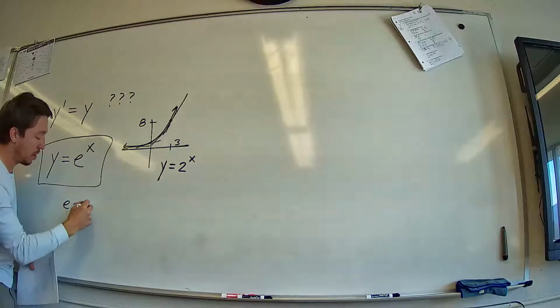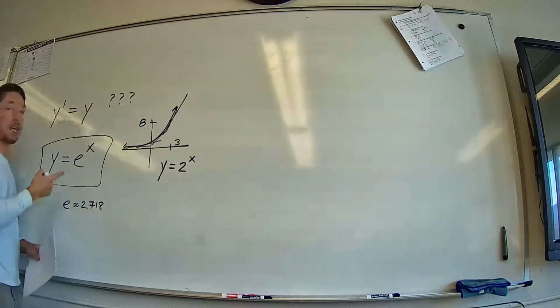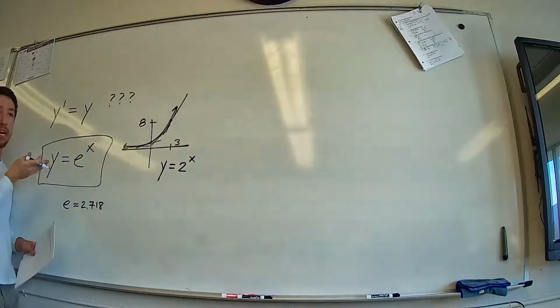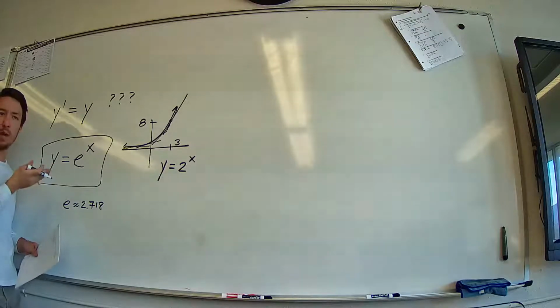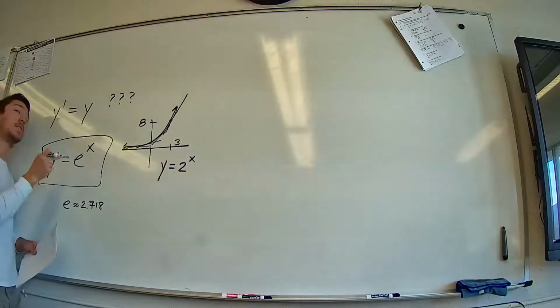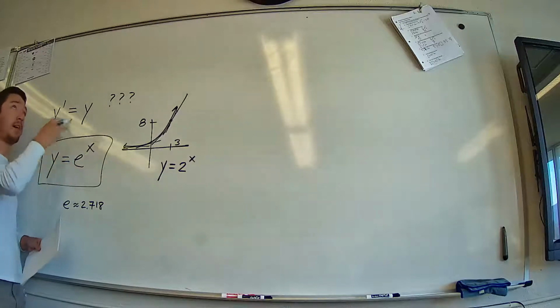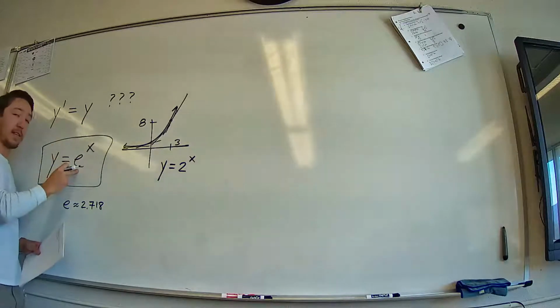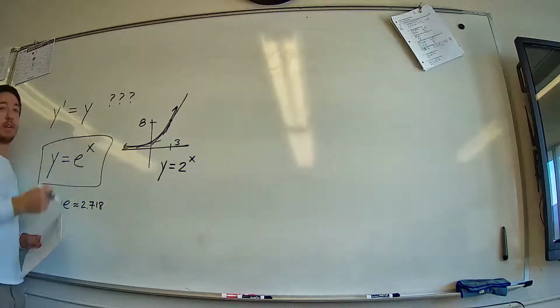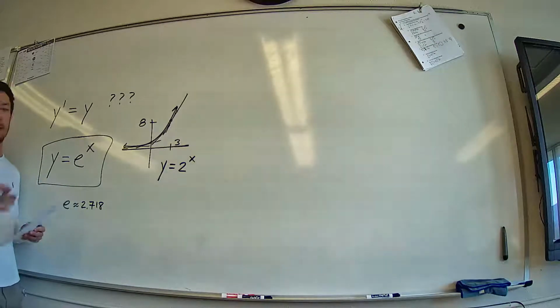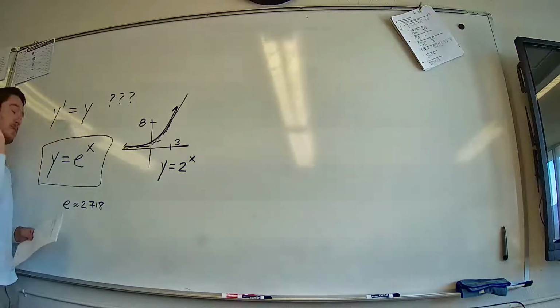e is the answer. In fact, this is one of the definitions of e. If you ask the question, what is e? e is the number such that the exponential growth curve with this number as the base is equal to its own derivative. That's one of the most powerful definitions of e you can start off with.